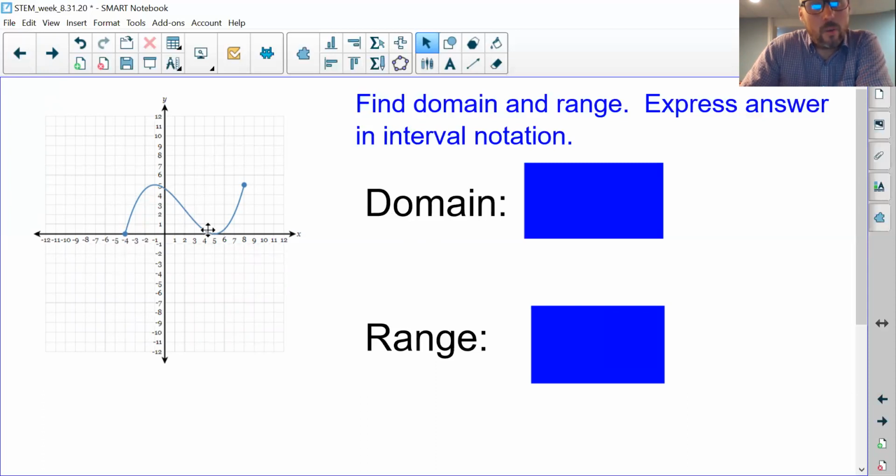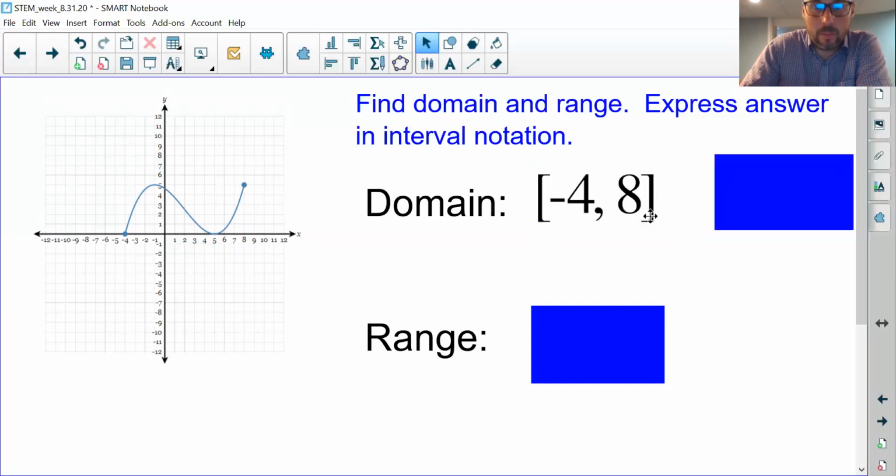And it goes all the way to the right to positive 8. And it includes positive 8. So the domain is every x value between negative 4 and positive 8. But it includes those endpoints. It includes negative 4 and positive 8. So you have brackets around both negative 4 and positive 8.